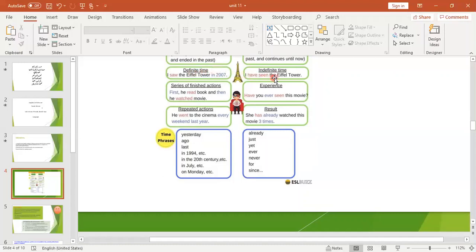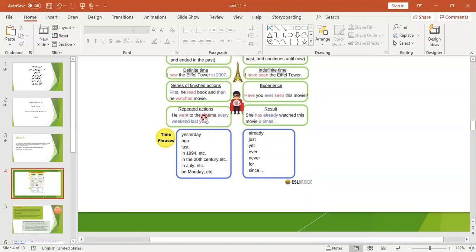But if we are concerned about the action, the experience, إذا أنا معنية أكثر بالتجربة أو بالعمل نفسه بالفعل أكثر من الزمن، ما معي تفاصيل عن الزمن يمكن كمان, I use the present perfect. هنا I have seen the Eiffel Tower. رؤية الإيفل تاور هي المهمة، ما عندي عنها أي تفاصيل. It's more likely to use present perfect.